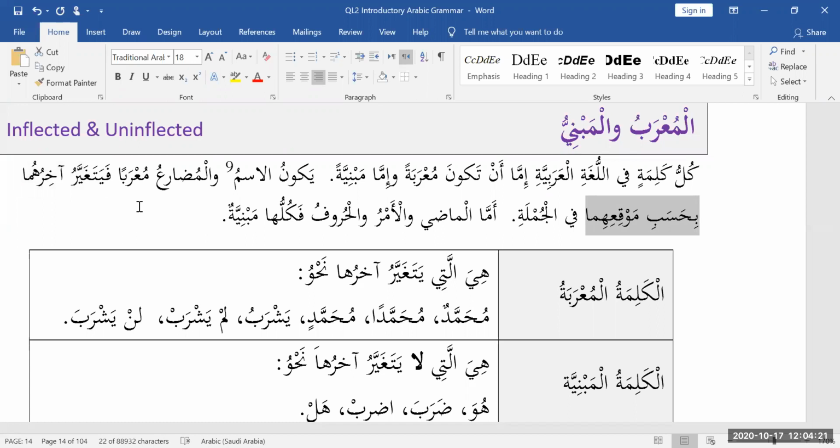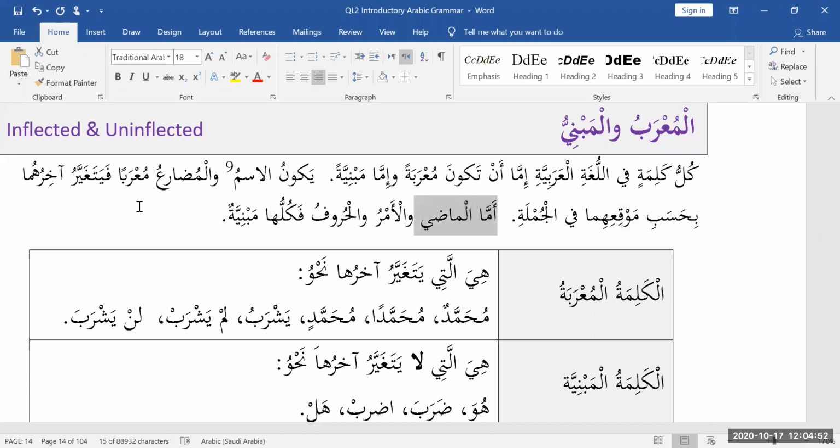What is موقع? موقع is their place in the sentence. موقع is اسم المكان, on the pattern مفعل. وقع يقع means to fall or to occur. موقع is the place where something occurred. موقع in the grammar context means the grammatical function. So the endings change to reflect the grammatical role that they play.